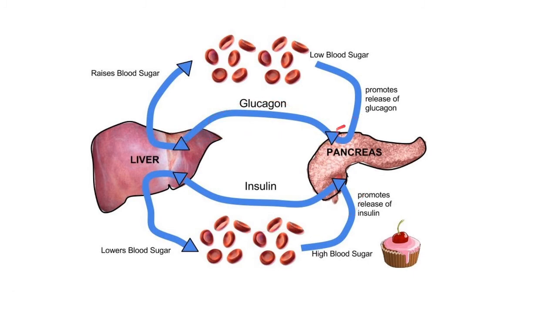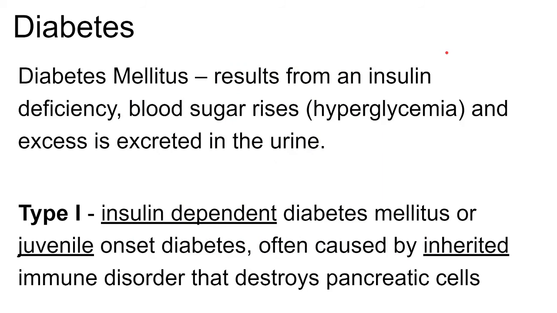If you don't have enough, you detect low blood sugar, your pancreas releases glucagon. The glucagon goes to the liver, tells the liver, hey, we need more glucose, so that causes the liver to release glucose, raising the blood sugar level. Diabetes, you have a few different types. Diabetes mellitus results from an insulin deficiency. This causes the blood sugar to rise. It's called hyperglycemia, hyper, too much, and the excess is excreted in the urine.